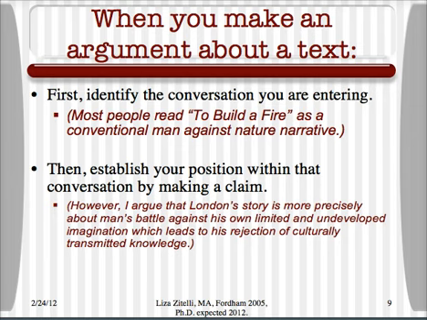Then, establish your position within that conversation by making a claim. However, I argue that London's story is more precisely about a man's battle against his own limited and undeveloped imagination, which leads to his rejection of culturally transmitted knowledge. So now we're arguing against the idea that this story is a man versus nature narrative.